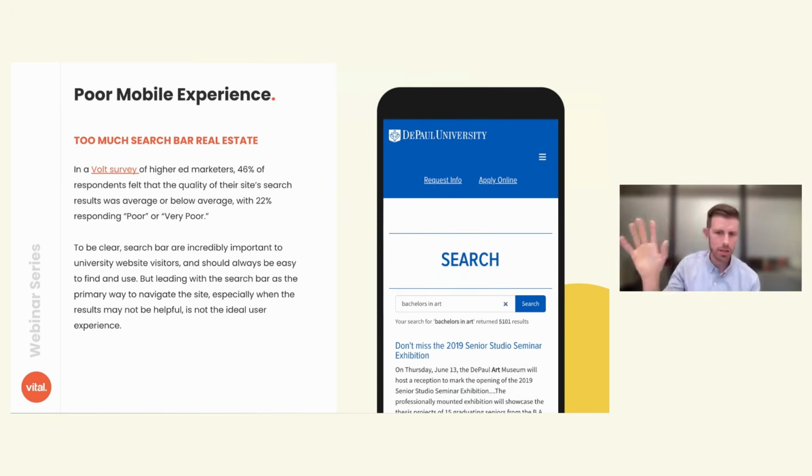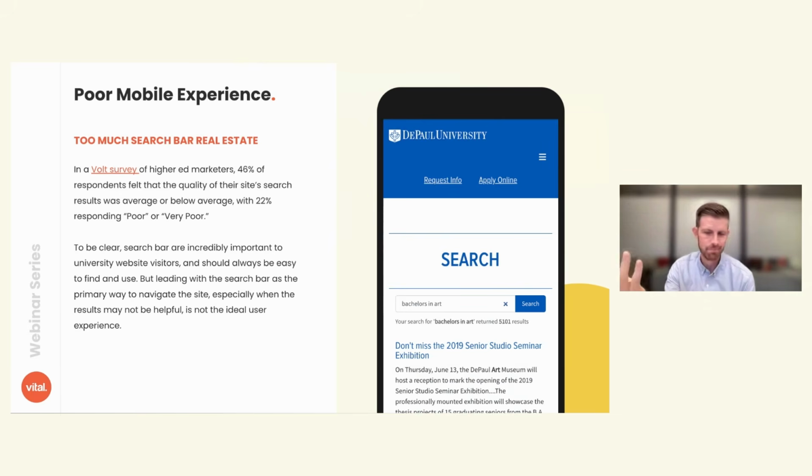The search is a thing to get fixed and to work through. But if you know it might not be the best, then it's not something you want to lead with and have front and center. And so here's an example. You can see I did a search here, bachelor's in art. And what it came back with was a blog post about a 2019 senior studio seminar, right?